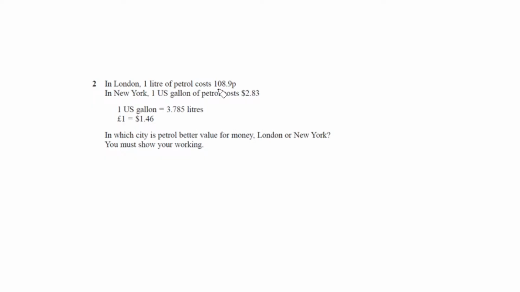So in London, 1 litre of petrol costs 108.9p. In New York, 1 US gallon of petrol costs $2.83. So they've obviously given you the conversions. You don't need to memorize those. In which city is petrol better value for money, London or New York? Now, you've got to convert them both to the same currency and to the same volume, litres. It doesn't matter which way you convert it, as long as you have them both so you can compare them. You might convert it differently to how I might, but as long as we end up with the same answer at the end in terms of who we're going to choose, that's fine.